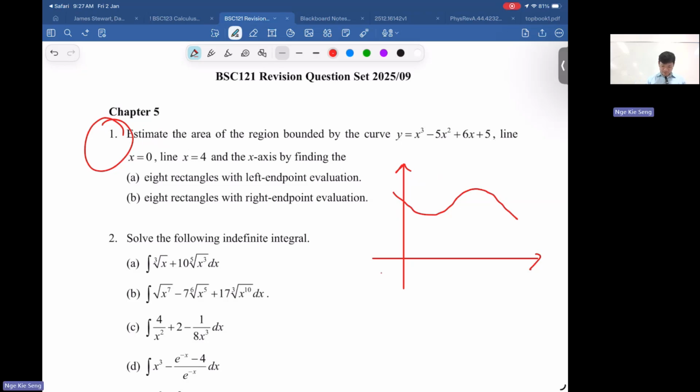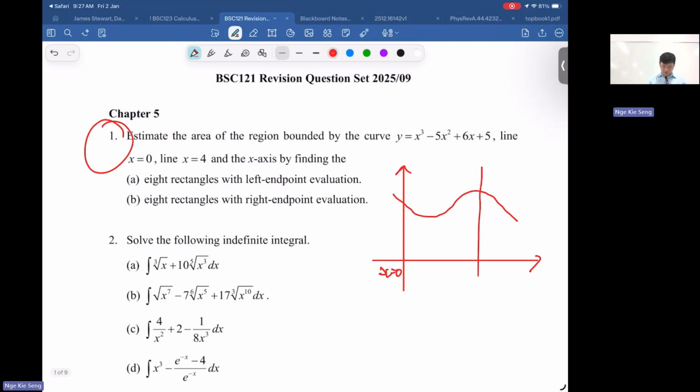And the line x equals 0, and then the line x equals 4, and also the x-axis. So actually it's this region here. Okay. So we're going to find the area under the region, using 8 rectangles with the left endpoint evaluation and the right endpoint evaluation. So one is about left, one is about right.